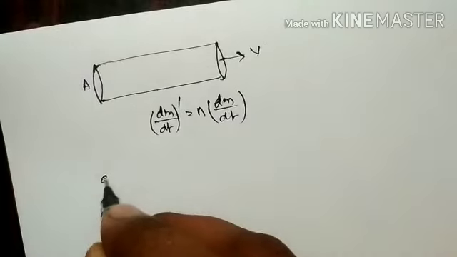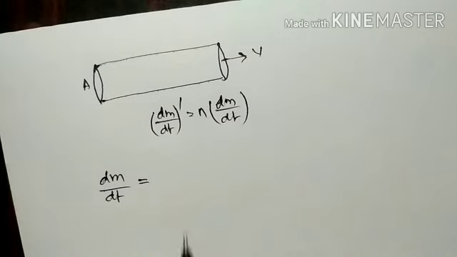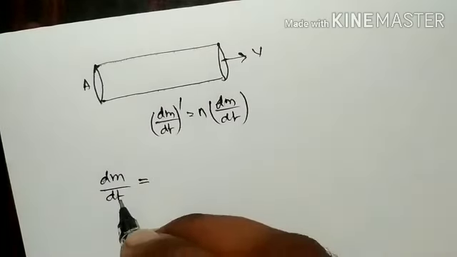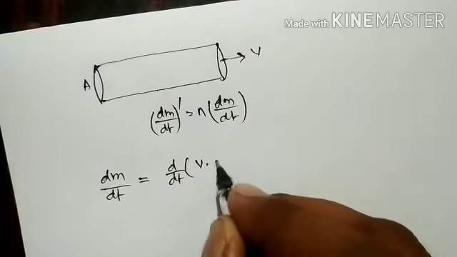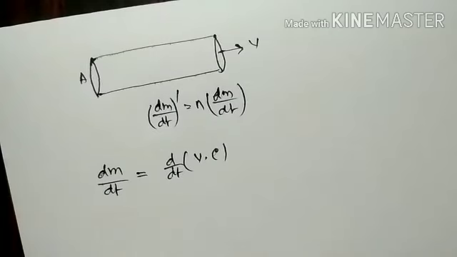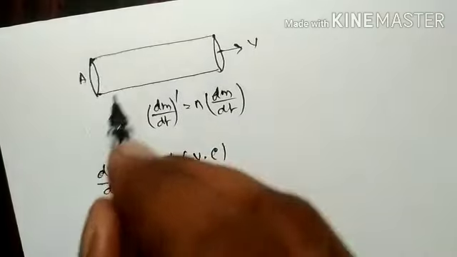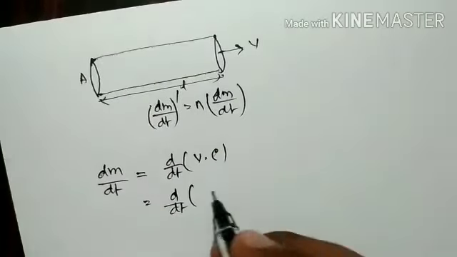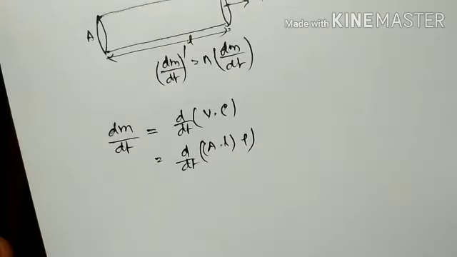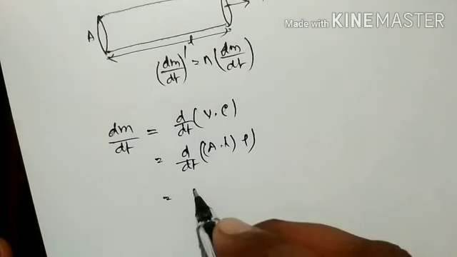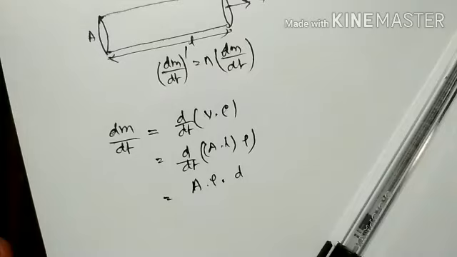For understanding this, we start with dm by dt. dm by dt means rate of change in mass. What is mass? Volume into density, volume of the water into density of water. And what is volume? Area into length of the tube. So dm by dt is d by dt of area into length of the tube multiplied by density. Area is constant and density is constant.